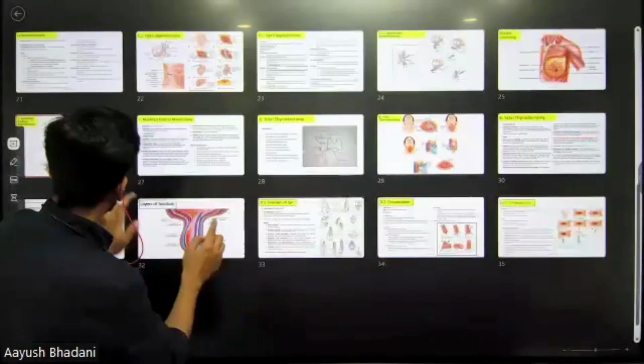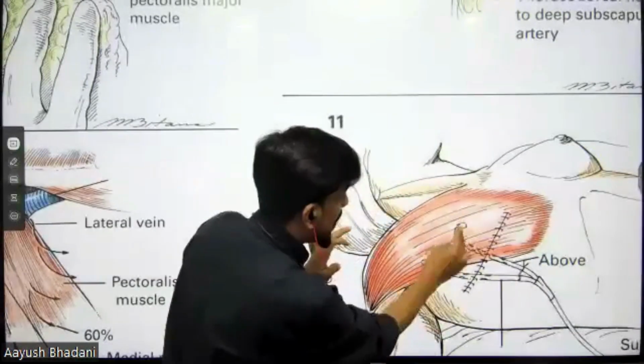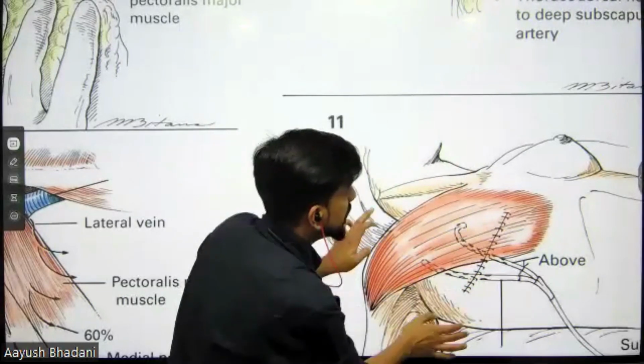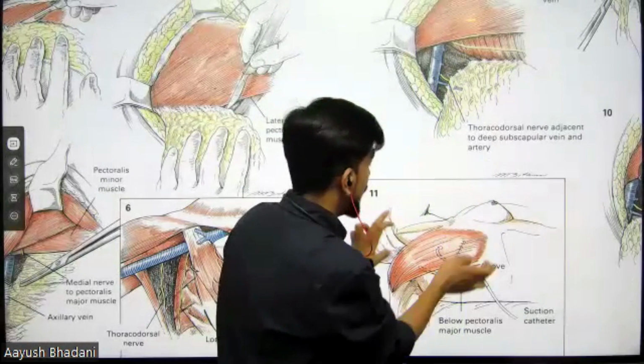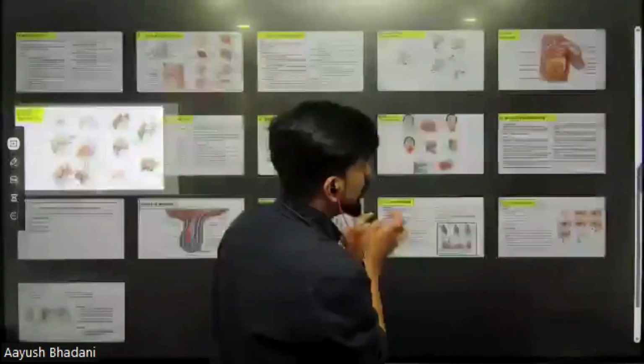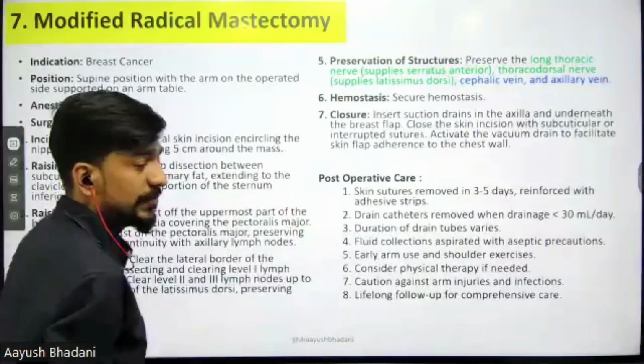And we then do the axillary dissection, put the 2 suction drains. This is one above, one below. If we have axillary incision, we close it. If we have an elliptical incision, close it. So that completes MRM for you.